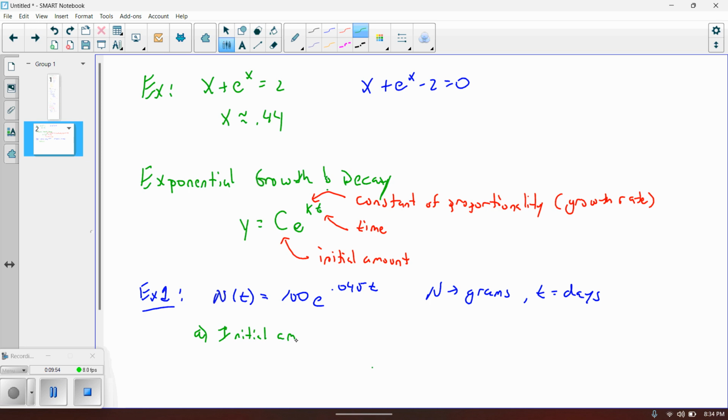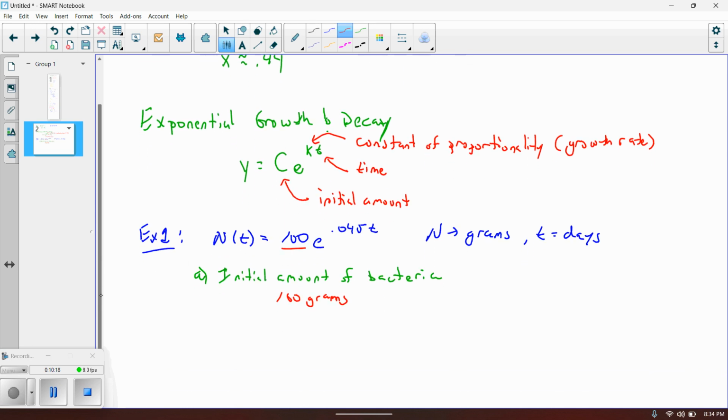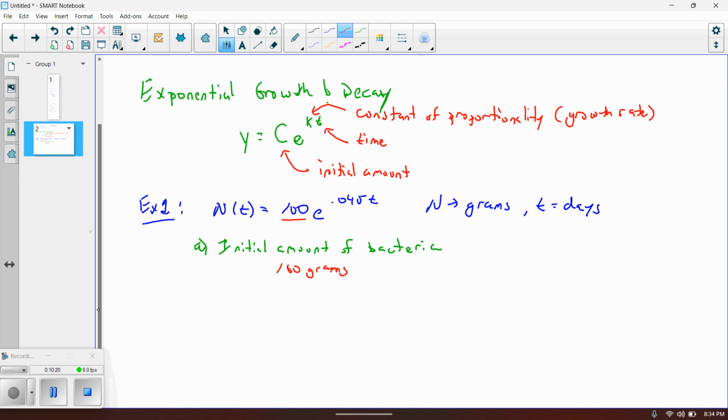Initial amount of bacteria. Well, the initial amount of bacteria, once again, is given where that C value is. That's right there. So the initial amount of bacteria is 100 grams. Again, you should be able to look at that formula in the equation and figure that out pretty easily.